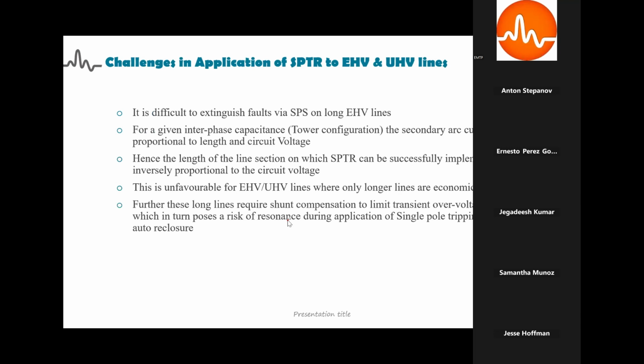But this is actually unfavorable for EHV and UHV lines. We go for EHV and UHV lines to ensure efficient long distance power transmission. So we go for high voltage. This is exactly contrasting our basic requirement of high voltage and long lines. So special control measures are required for single pole tripping and reclosure in order to have a successful auto reclosure.